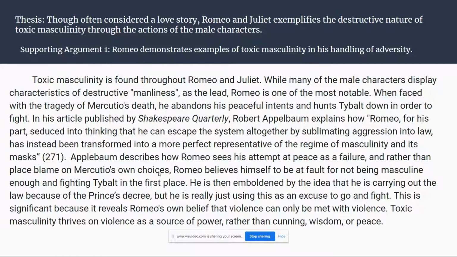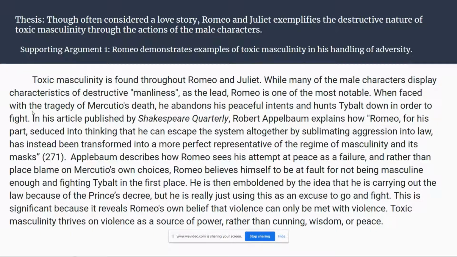So the paragraph begins, "Toxic masculinity is found throughout Romeo and Juliet. While many of the male characters display characteristics of destructive manliness, as the lead, Romeo is one of the most notable. When faced with the tragedy of Mercutio's death, he abandons his peaceful intents and hunts Tybalt down in order to fight." All right, at this point, we have kind of the marking.